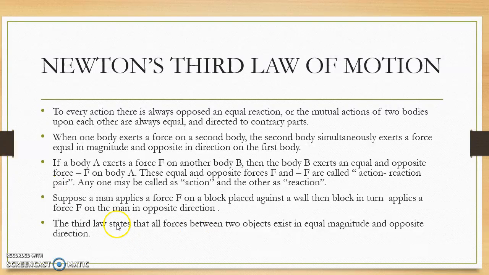We can also discuss Newton's third law of motion by taking another example. For the block to remain stationary, the wall will apply a force F dash on the block, due to which the block gives a reaction force F dash on the wall in the opposite direction. So, here is also formed an action-reaction pair.